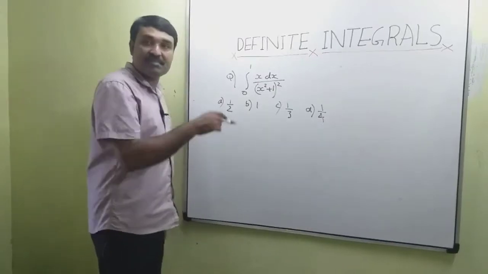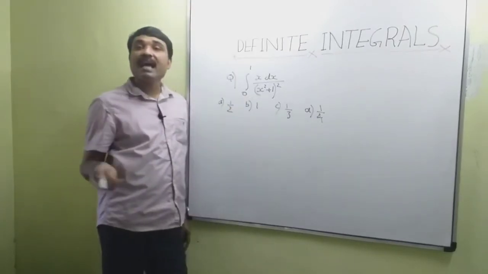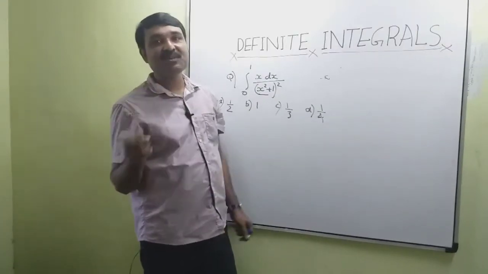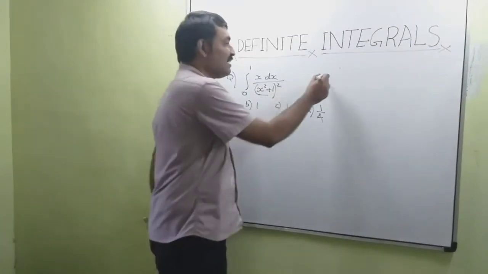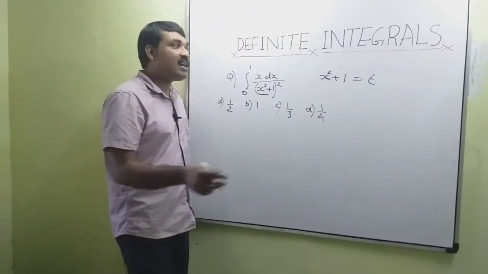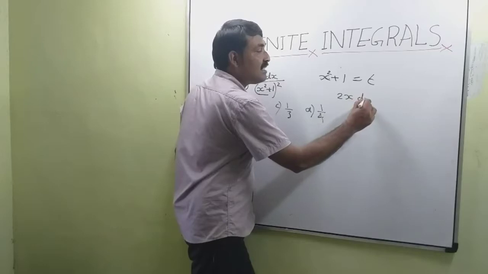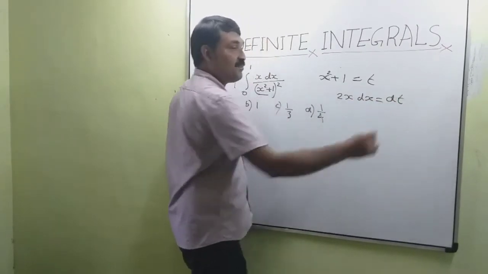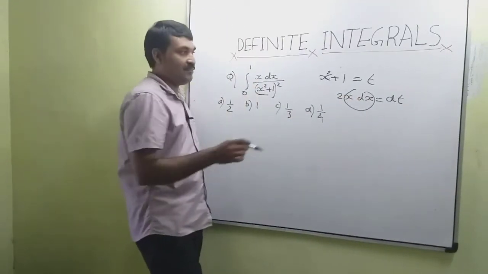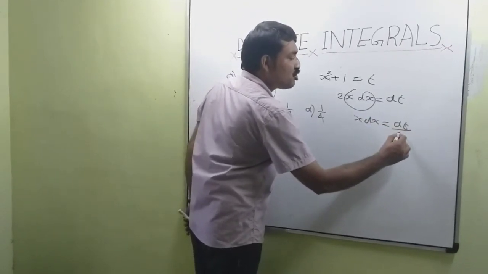Okay, let us do this problem. In the numerator we have an x. In the denominator we have x square plus 1. So we simply put x square plus 1 equal to some other variable. Let it be t. That is, x square plus 1 is equal to t. Now differentiate LHS and RHS. We get 2x dx is equal to dt. So x dx is equal to dt by 2.